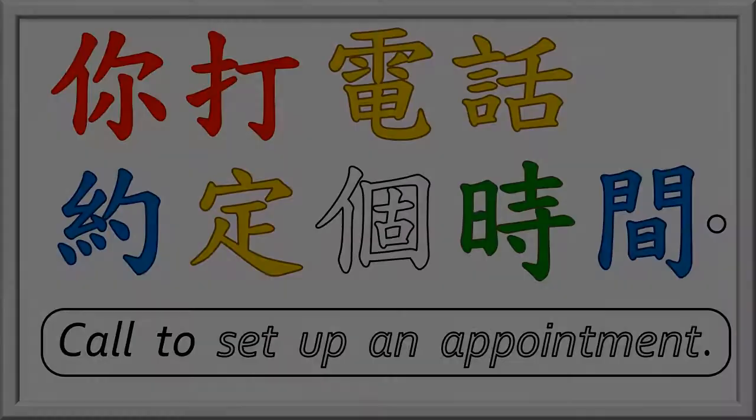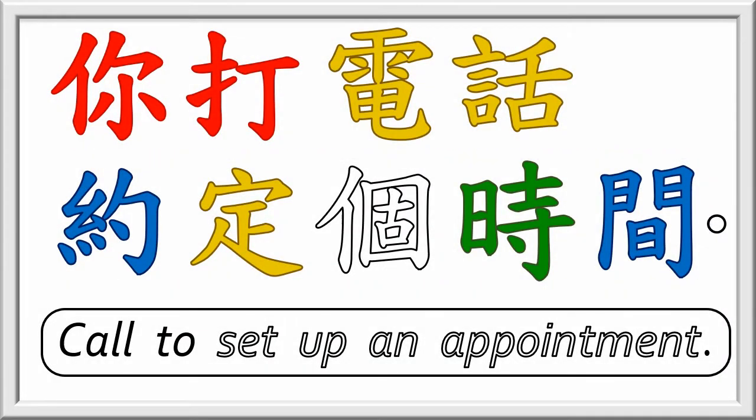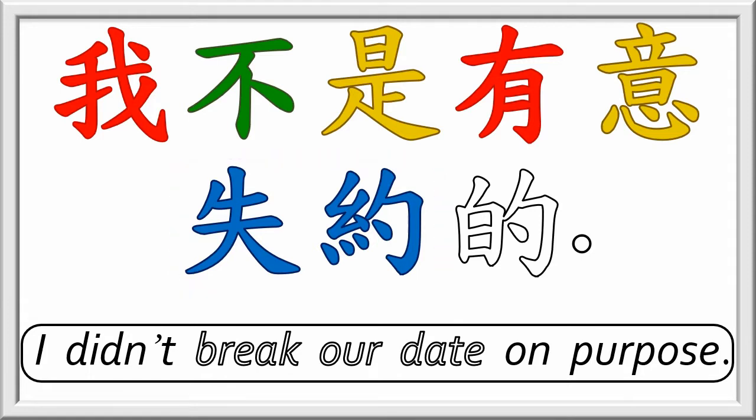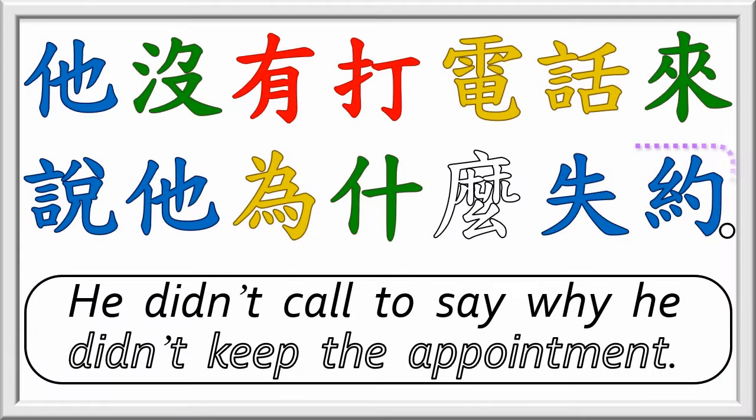When you want to set up the time for an appointment, you could use 约定时间. 你打电话约定个时间. Call and set up an appointment. Of course, appointments may be broken, unintentionally or otherwise, expressed by 失约. 我不是有意失约的. I didn't break our date on purpose. 他没有打电话来说他为什么失约. He didn't call to say why he missed the appointment.